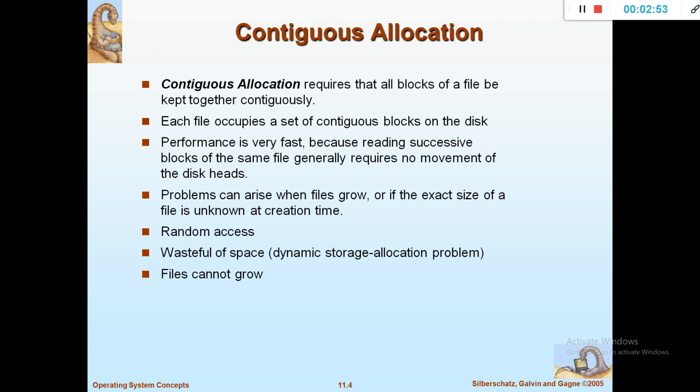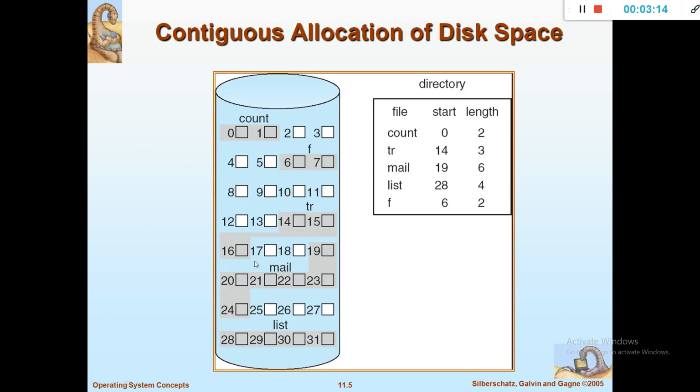Another problem we have covered is wastage of space, which is called external fragmentation. You know that fragmentation means dividing the given memory into multiple parts, and there are two types of problems, internal and external fragmentation, that we covered in memory management. Here the wasteful use of space is external fragmentation.